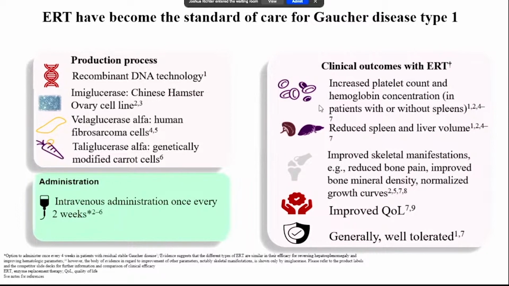And it showed a lot of improvement. It increased platelet count and hemoglobin concentration, and it reduced spleen and liver volume, as well as improved skeletal manifestations like bone pain and crisis. Overall, it improved the quality of life, and generally it's well tolerated.